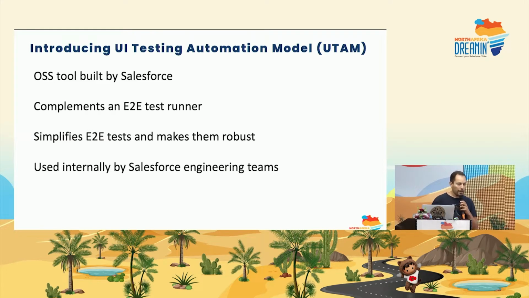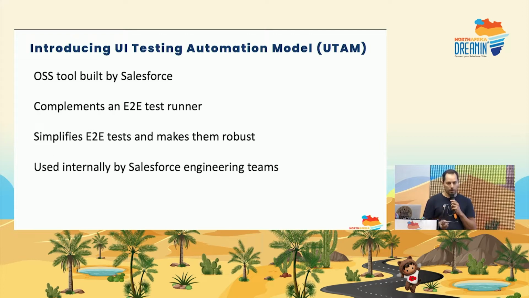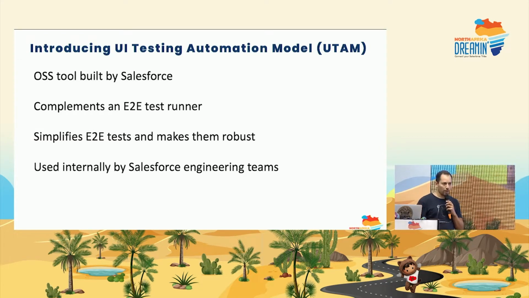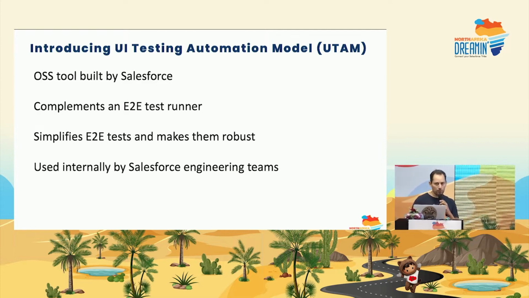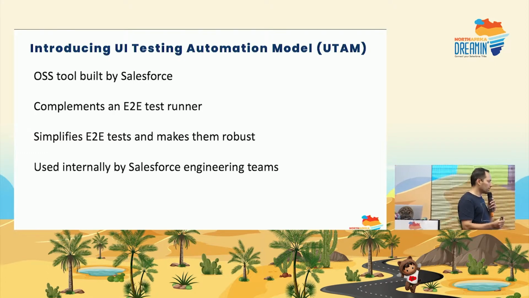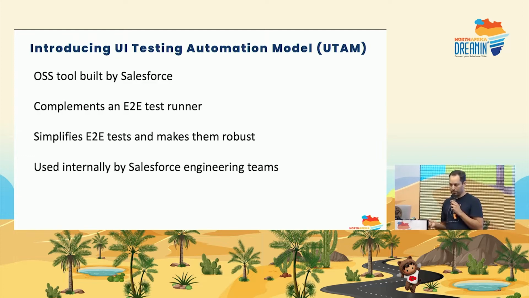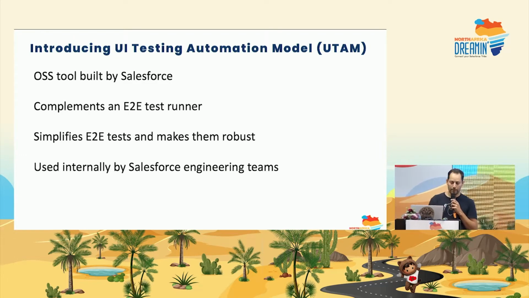And the way it works is that UTAM is not an end-to-end test tool on its own. It's a helper for an existing tool. So you can pick your favorite end-to-end test runner, something like Selenium or WebDriverIO, for example, just to name two of them. And then UTAM adds on top of these runners. The advantage is that it makes the code of the end-to-end tests way more robust and way more efficient, because we're going to see that in the next slides.